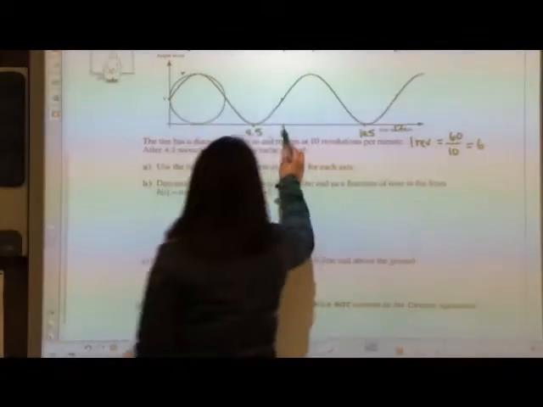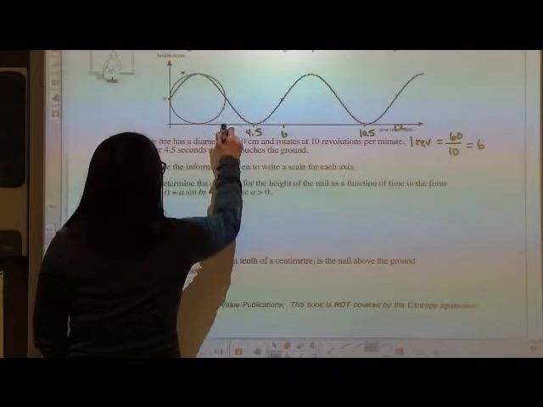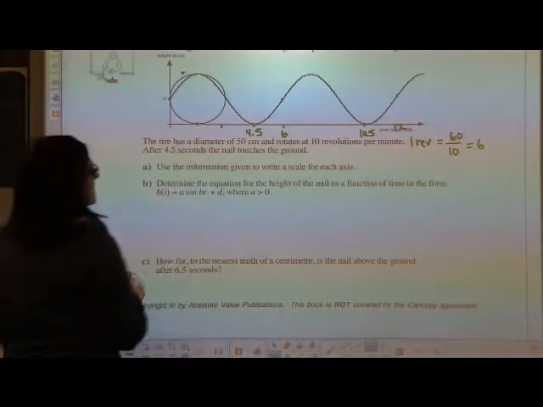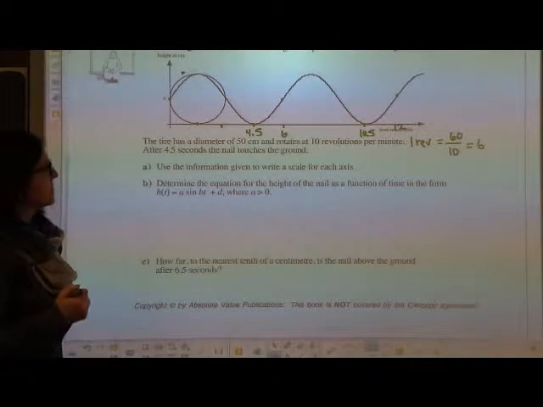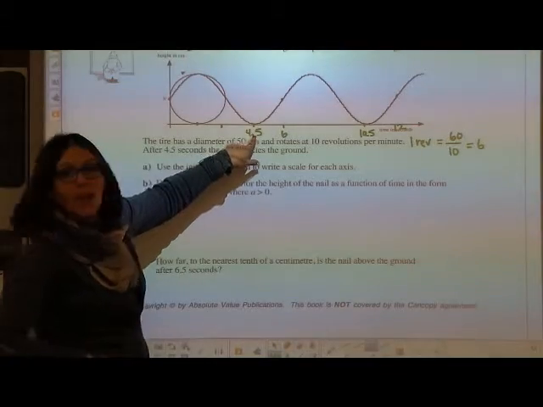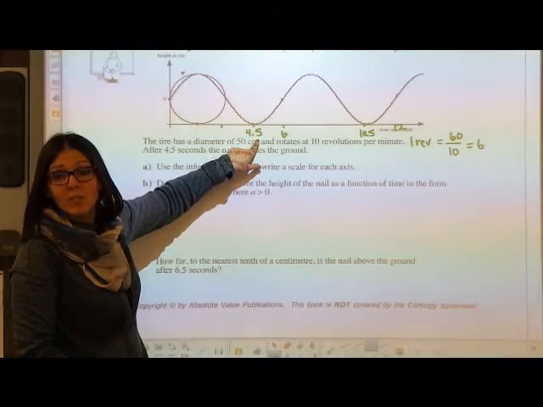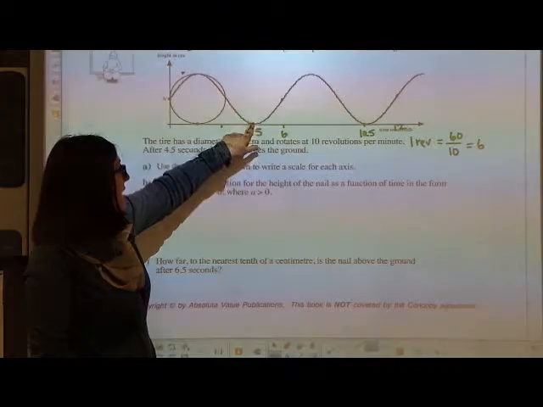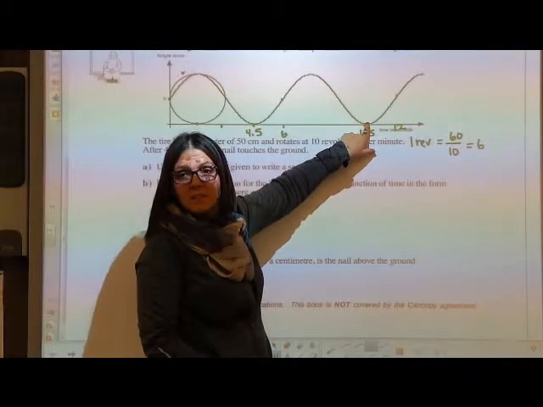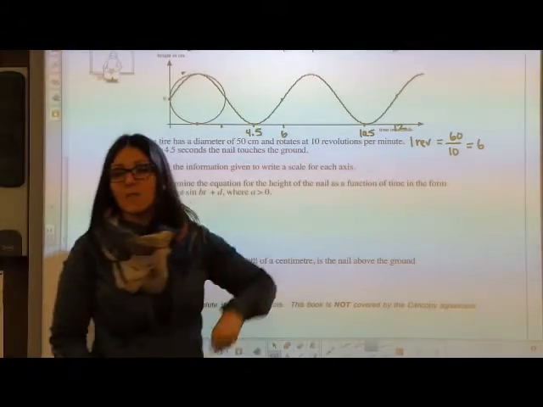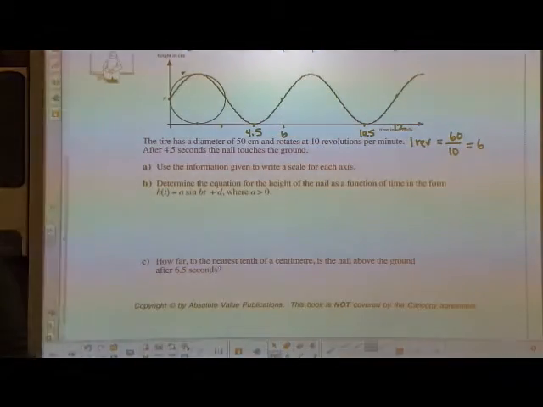So if I make my scale the same, my scale is now 1.5. Why is it 10.5 seconds? Because it's 6 seconds for a rotation, for a revolution. So it takes 6 seconds for it to go from here back to here again. So 6 seconds plus the 4.5 that I'm already at.